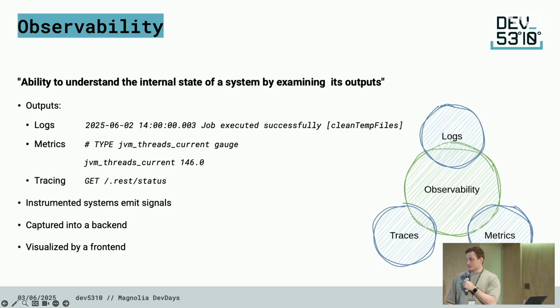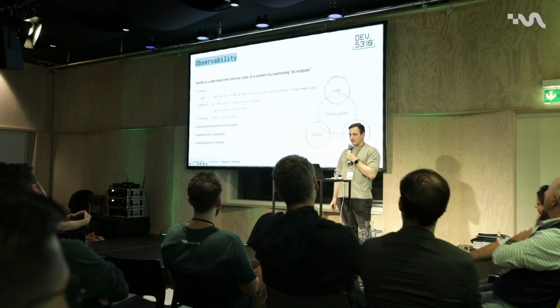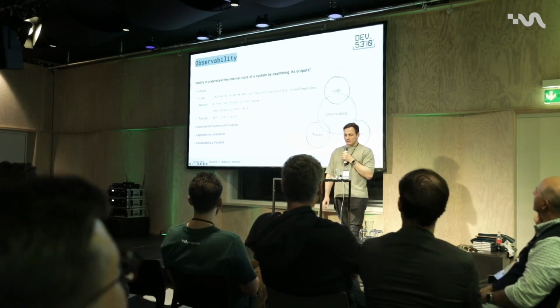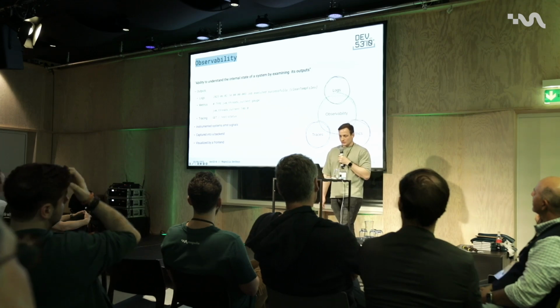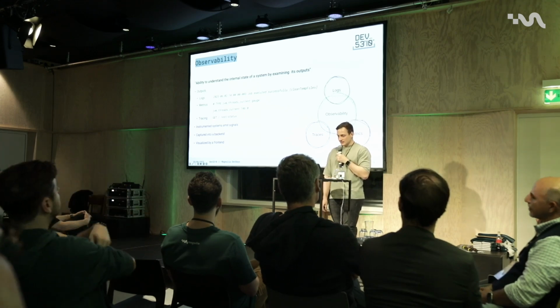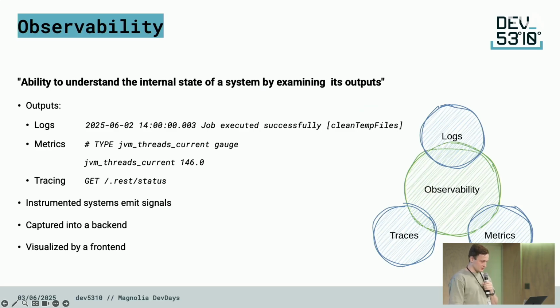What is observability? The definition is the ability to understand the internal state of a system by examining its outputs. Sounds a little bit complicated. Let's break it down. The system means the running environment of Magnolia, consisting of additional backend services or external subsystems. The state of the system means, why does my system behave like this? Mainly for debugging. Okay, we want to solve problems.